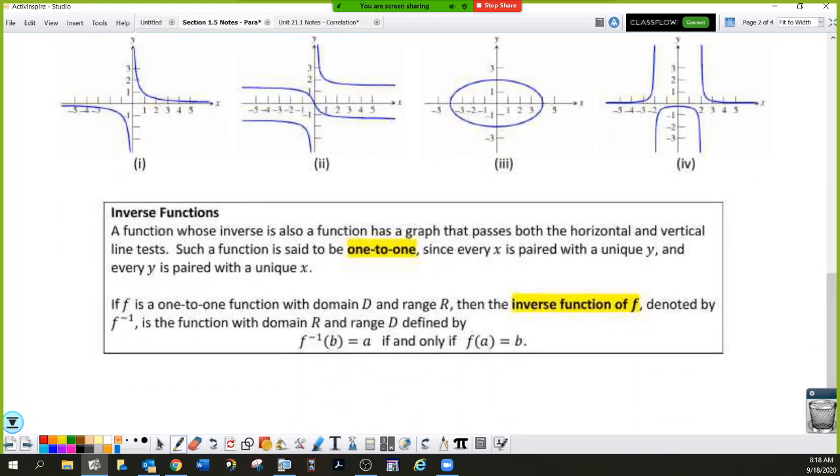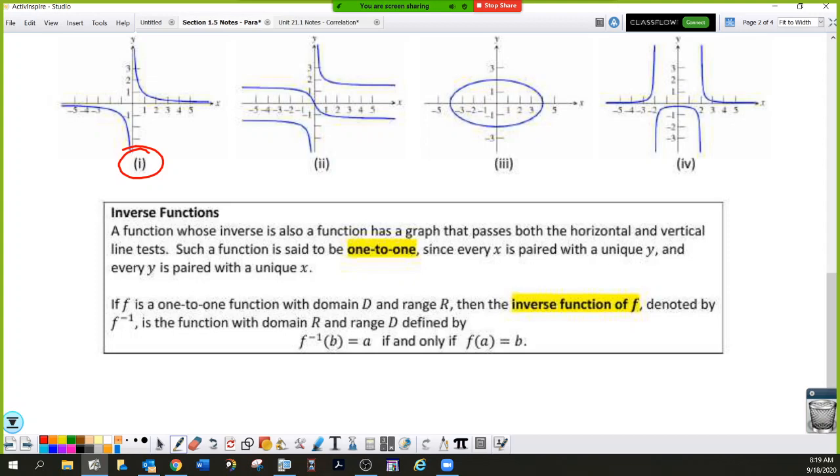Inverse functions. A function whose inverse is also a function, like graph I. This was the only one that was a function and the inverse was a function. A function whose inverse is also a function has a graph that passes both the vertical and the horizontal line tests. And this kind of function is called a one-to-one function. That means for every x, there's exactly one y, and for every y, there's exactly one x. It uses the definition backwards and forwards. We call that one-to-one because there's one x for every one y, and vice versa. It's called one-to-one in mathematics.